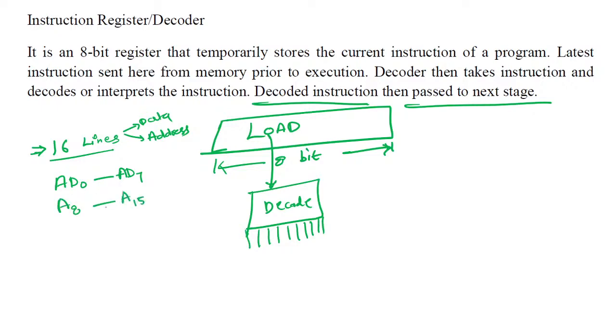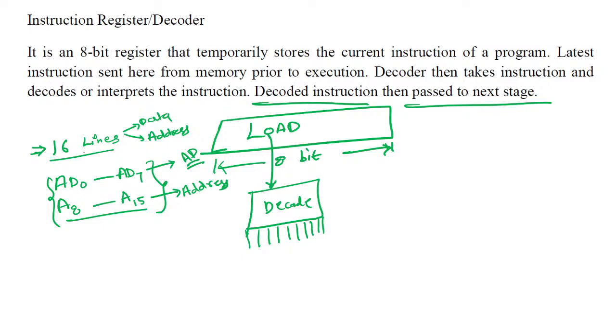Why are these purely address lines? In total we have 16 lines. Out of these 16 lines, 8 lines will be used for both data and address, because we have an 8-bit data bus. So these are called the address data bus. The 8 lines will be used for address bus and data bus both, and the other 8 lines will be used only for address. At one time we can travel only address or data from these lines.